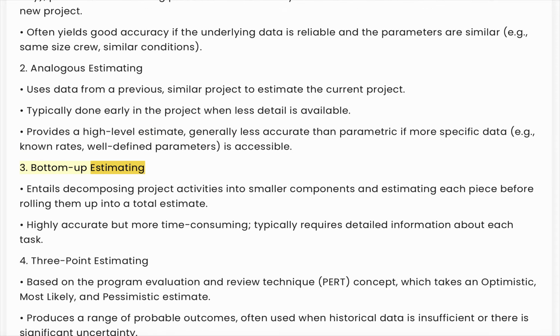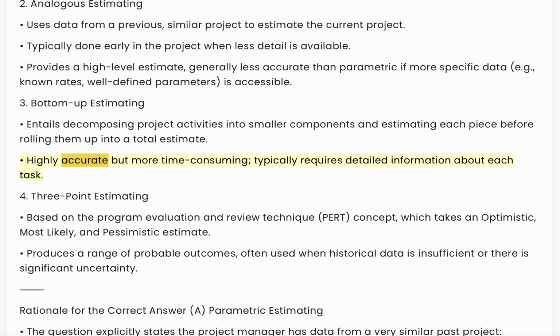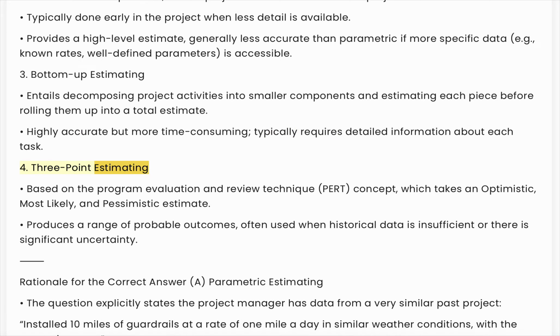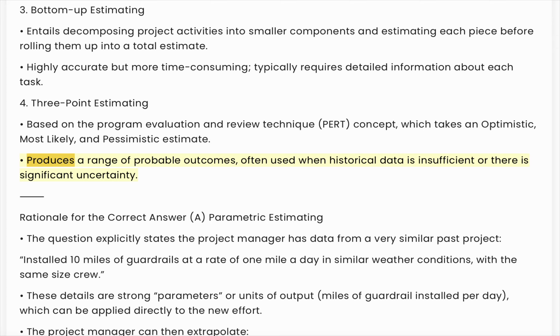3. Bottom-up estimating. Entails decomposing project activities into smaller components and estimating each piece before rolling them up into a total estimate. Highly accurate but more time-consuming. Typically requires detailed information about each task. 4. Three-point estimating. Based on the Program Evaluation and Review Technique, PERT, concept, which takes an optimistic, most likely, and pessimistic estimate. Produces a range of probable outcomes, often used when historical data is insufficient or there is significant uncertainty.